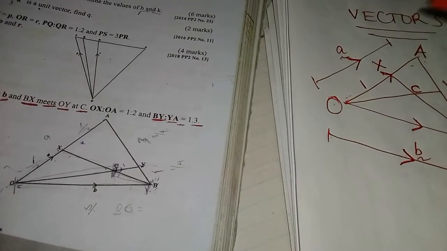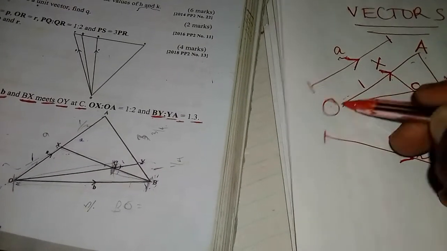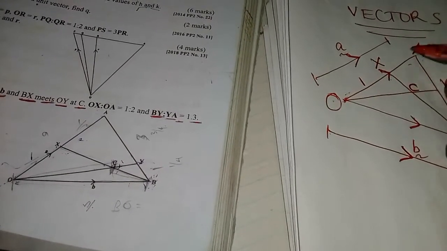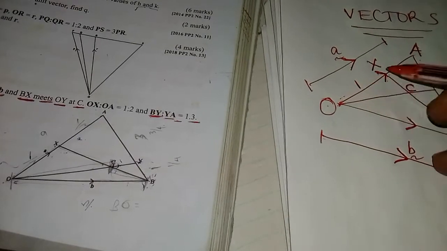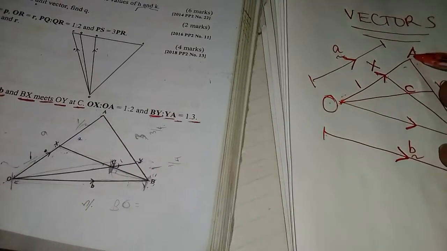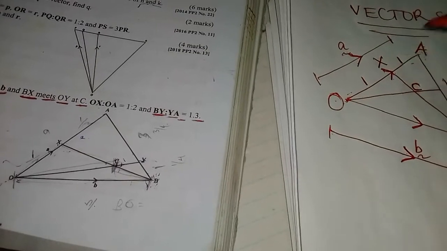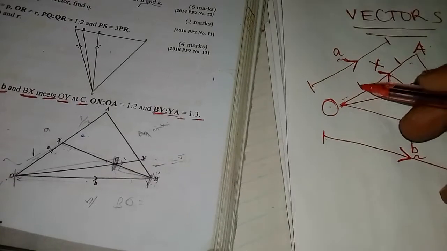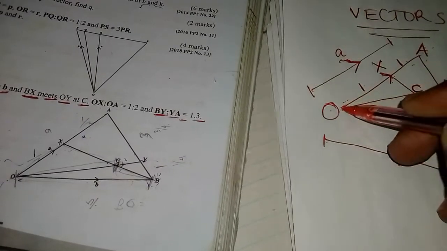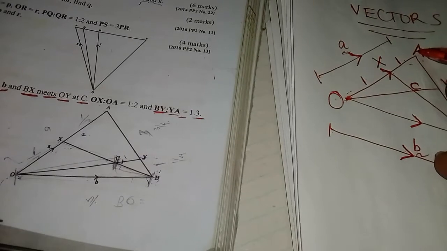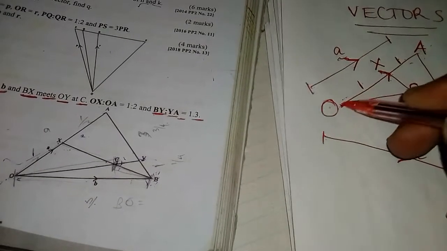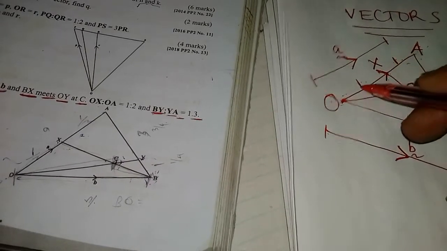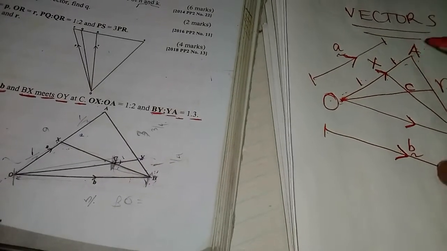It's actually a bit tricky because they're saying OX to OA. That means the ratio of OX to the whole vector is 1 to 2. So OX is 1. And now what is XA? The whole of OA is 2, so the remaining part is 1. How do we get to 1 plus 1? You see? If OX is 1, then OA is 2, then the remaining part XA is 1. So OX is 1, OA is 2, XA is 1, because 1 plus 1 is 2. That gives you OA, which is 2.